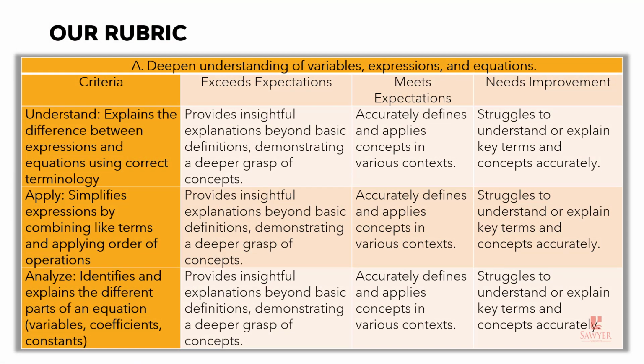This is what our rubric looks like. We have deepened understanding of variables, expressions, and equations. Over on the left, we have our criteria. We have our understand, apply, and analyze categories. And then we have exceeds expectations, meets expectations, and needs improvement. And you can read through these in order to be able to see what the descriptors are.